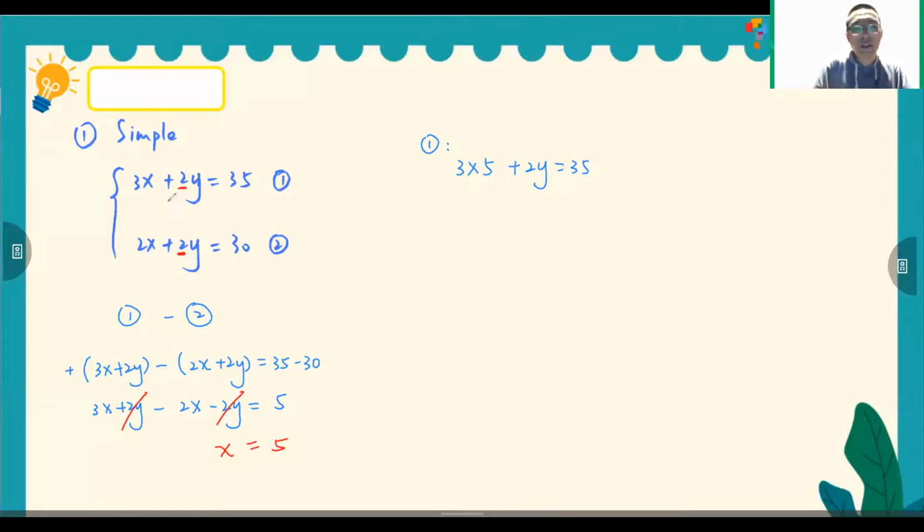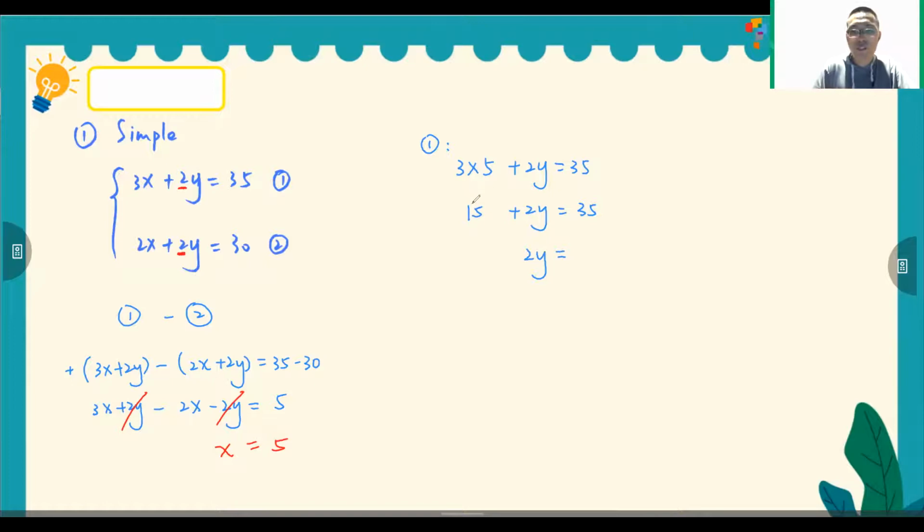We change the simultaneous equation into a linear equation with just one variable, which we are confident we can solve. So that is 15 plus 2y equals 35. Remember how we do this? We leave the letters on the left-hand side of the equation, and we move all the numbers to the right-hand side of the equation.